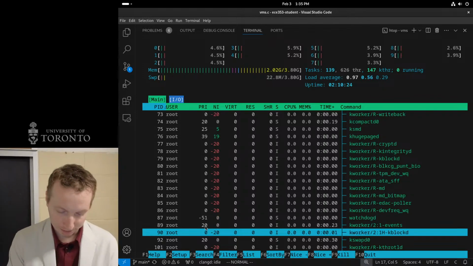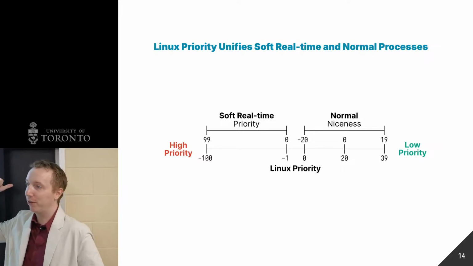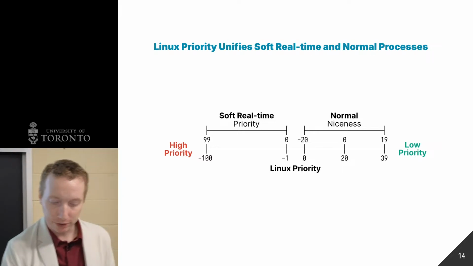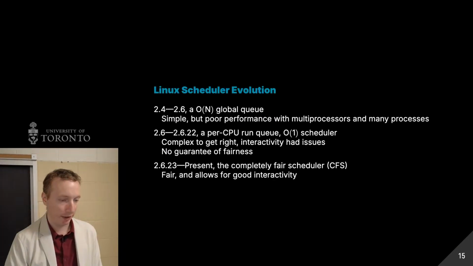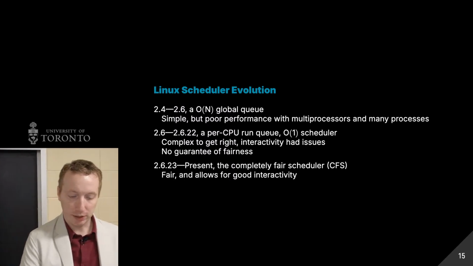All right, fun. So you don't have to know these numbers or anything like that. It's just so you can read those columns, just in case you're ever curious. So how did the scheduler evolve?